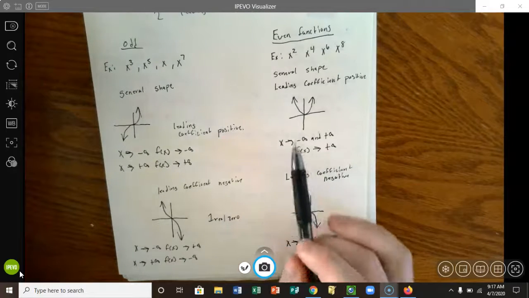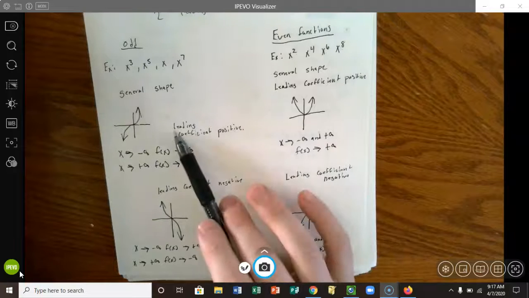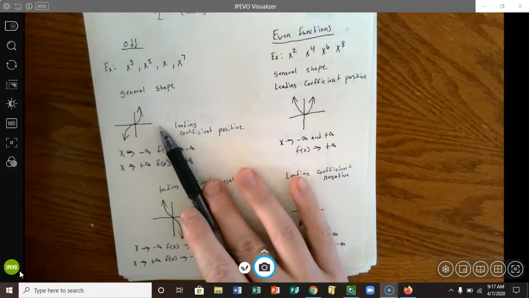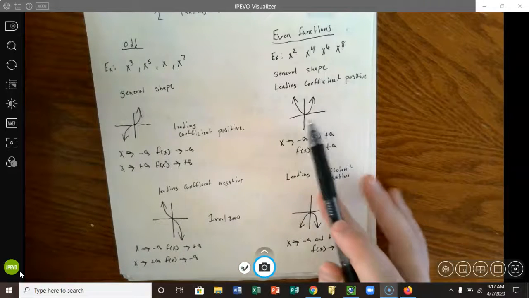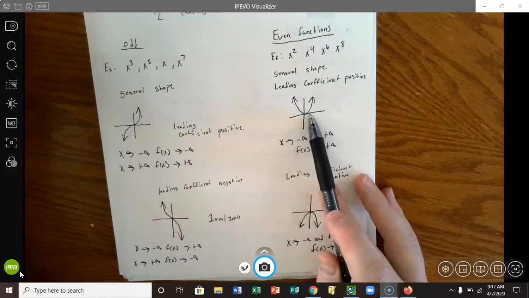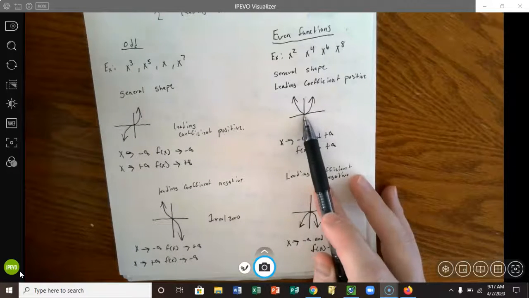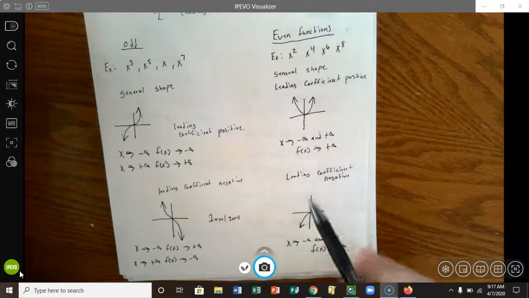Okay, and then if you're looking at domain and range, for an odd function it is all real numbers for the domain and all real numbers for the range. For an even function, the domain is all real numbers, while the range is cut off by a maximum or minimum value that appears at the vertex.